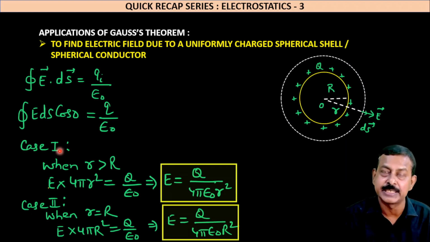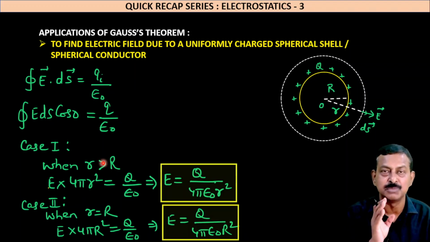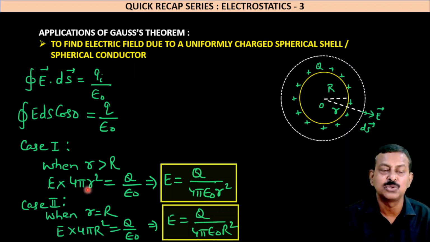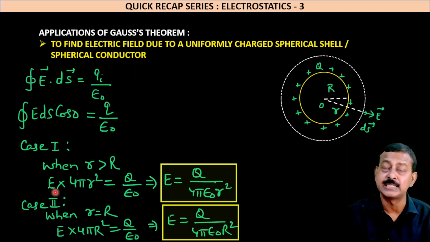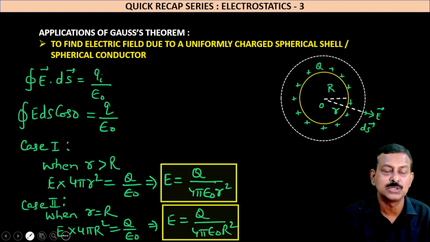Now, in the first case, when r is greater than capital R, the radius of the Gaussian surface is more than the radius of the spherical shell. So E into 4 pi r square equals Q by epsilon naught, and E equals capital Q by 4 pi epsilon naught r square. In the second case, when small r is equal to capital R, E into 4 pi r square equals Q by epsilon naught, and E equals Q by 4 pi epsilon naught capital R square. Capital R is the radius of the spherical shell.